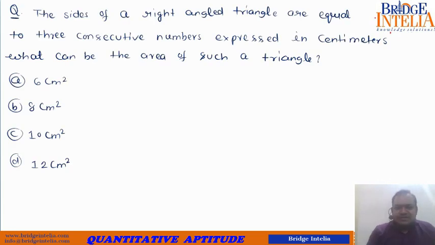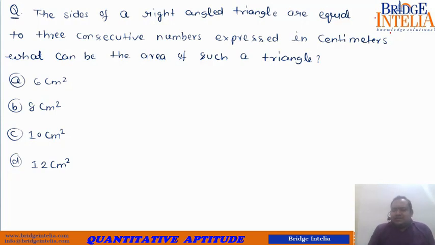The sides of a right angled triangle are equal to 3 consecutive numbers expressed in centimeters. When you talk about consecutive numbers, by default it has to be integers. It cannot be a real number, cannot be a fraction. So the sides of a right angled triangle are 3 consecutive integers. What can be the area of such a triangle?